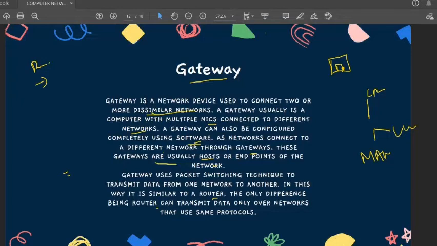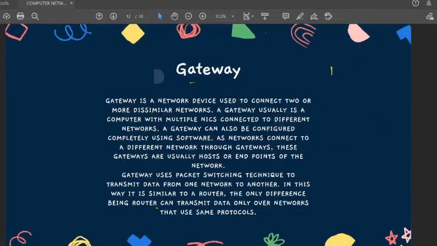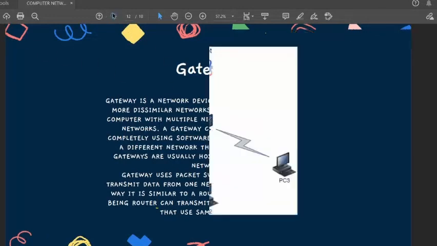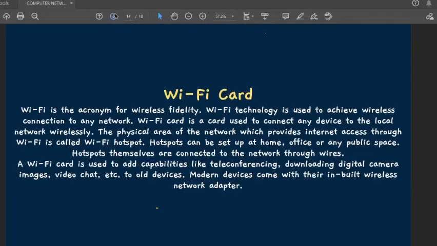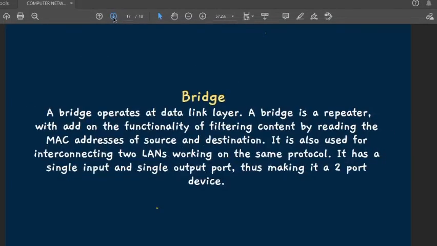A router can transmit data only over networks that use the same protocol, but the gateway does not follow that. Gateway doesn't bother about the protocol sets. Fine. We have covered so many networking devices. Here you can see this is the basic example. This is the second last networking device. After that, we are going to see about hub and bridge.